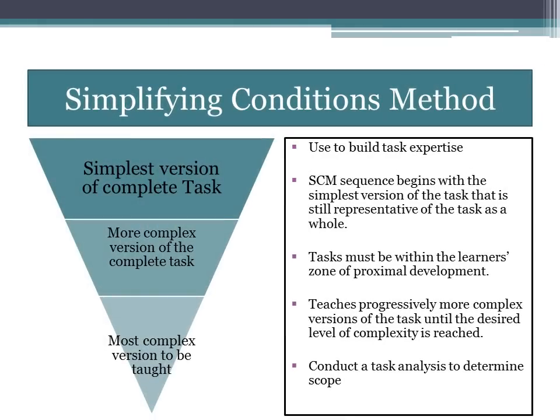The simplifying conditions method. When using this method of sequencing, learners develop expert skill from the first completed task. A holistic understanding of the task results because it is taught in its entirety rather than in chunks. This method is used to build task expertise. Tasks taught must be within the learner's zone of proximal development. In order to determine which tasks are appropriate, conduct a thorough task analysis.